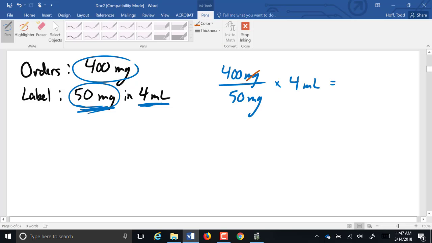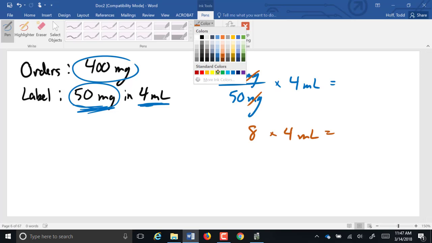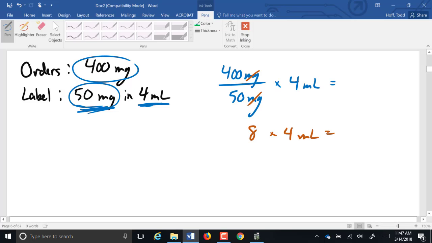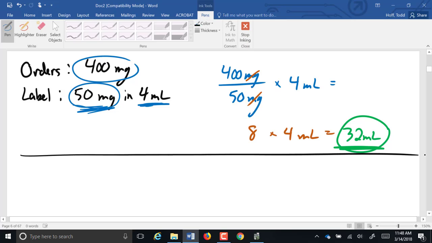So that's just the math. The milligrams cancel. 400 divided by 50 is 8. Again, that 8 is unitless because the milligrams canceled out. 8 times 4 milliliters is 32 milliliters. So you would administer 32 milliliters of that medication to our patient. So that is the dosage calculation formula.